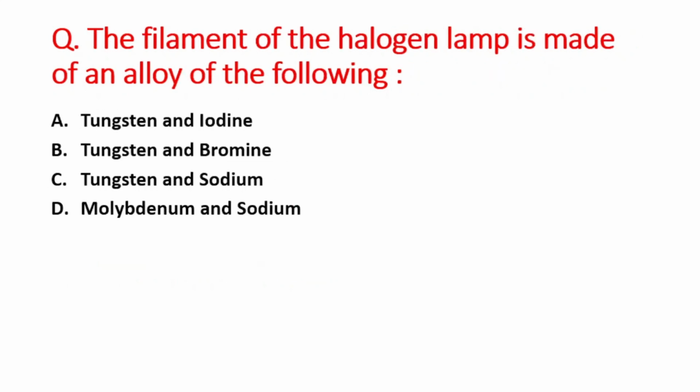Next question is: the filament of the halogen lamp is made up of an alloy of the following. A option is tungsten and iodine, B option is tungsten and bromine, C option is tungsten and sodium and D option is molybdenum and sodium. So the right answer is option C, that is tungsten and sodium.